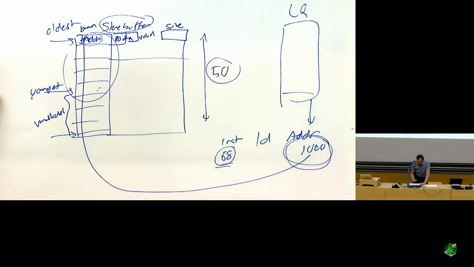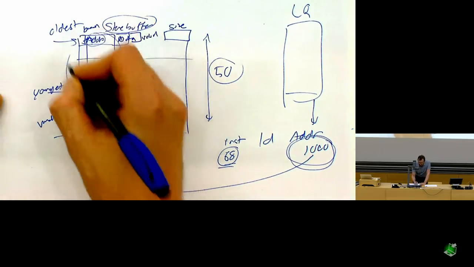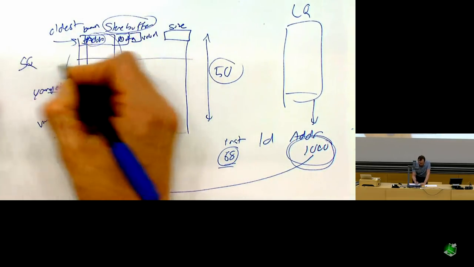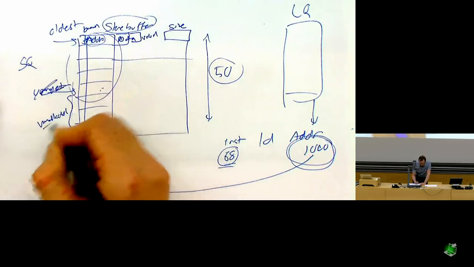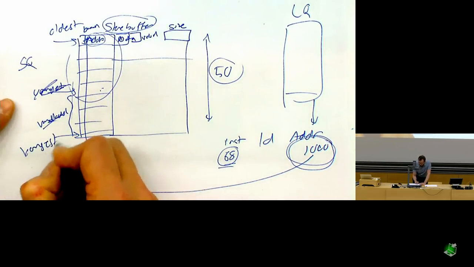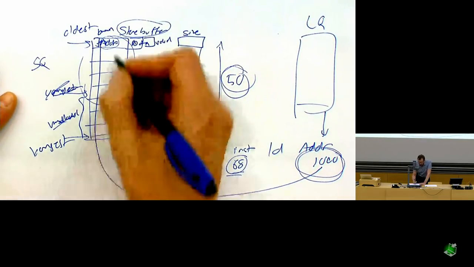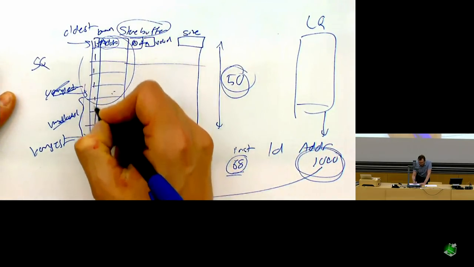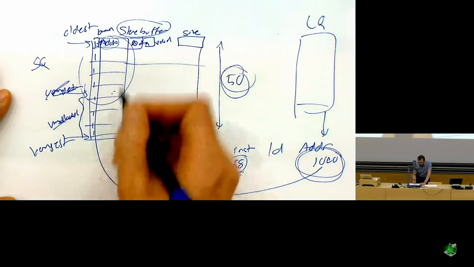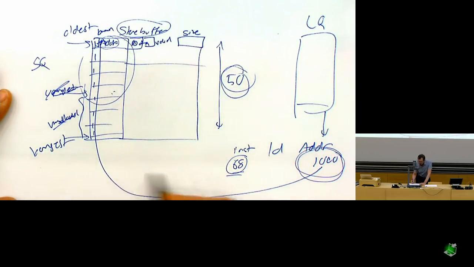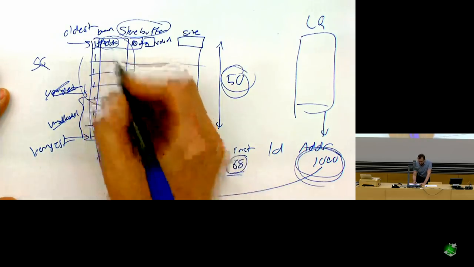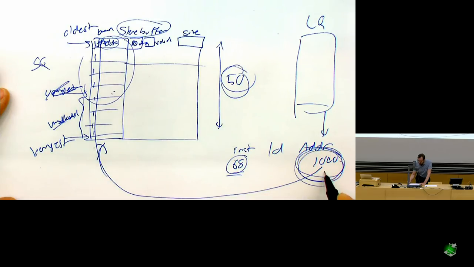And it generates an address 1,000. And there are some stores over here in the store queue. Let's assume that it's full. This is the youngest, and this is the oldest. And let's assume we have 50 of these stores. And we know all the addresses. All the addresses are somehow computed. Fine. How do we check which store this load is dependent on? Well, what we can do is compare this address 1,000 to all of the addresses that are stored, right?